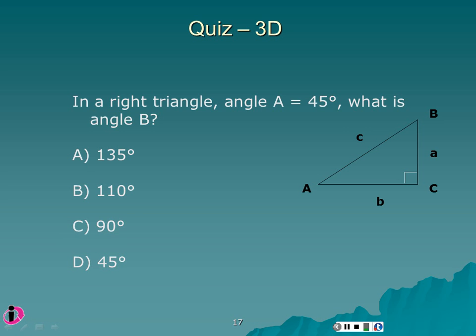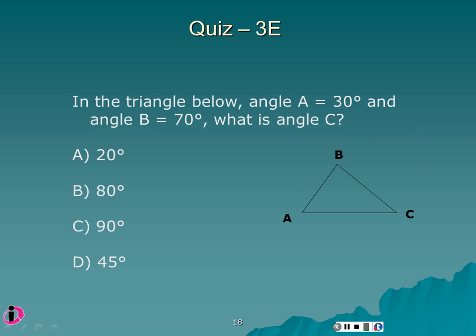Very similar question. What is angle B? It must be 45, right? Because 90 plus 45 is 135 and you are left with another 45. So angle B is 45 degrees.